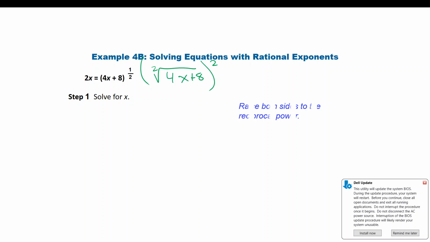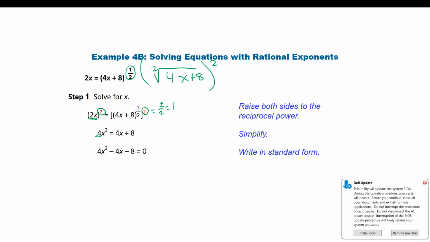So all we're going to do this time is raise both sides to the reciprocal power. My reciprocal of 1/2 is 2, so if I multiply both sides by 2 here as the exponents, notice 1/2 times 2 is equal to 2 over 2, which equals 1. So we end up just having 4x plus 8 is equal to 4x squared. Because remember, when I squared this whole thing, 2 times 2 is 4. You can't forget that one too.